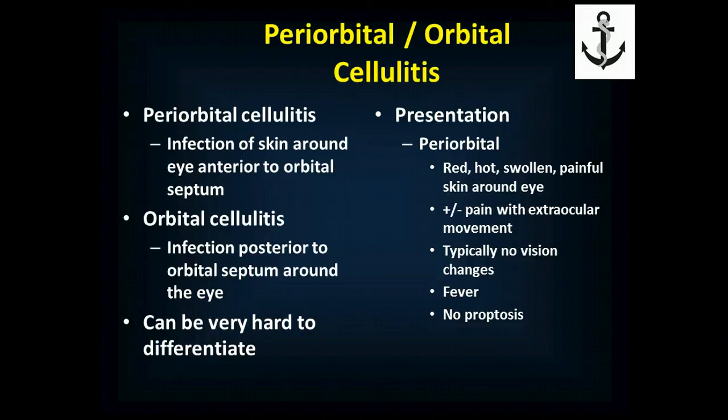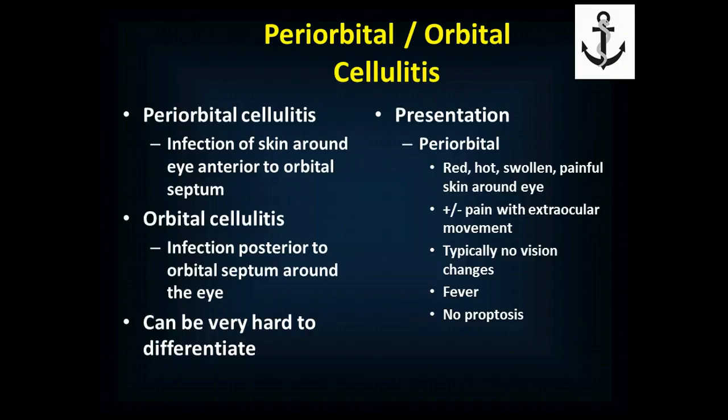In an orbital cellulitis, you actually have an infection around the eye, and it can be incredibly hard to differentiate the two without imaging studies, CAT scan or MRI, and sometimes it's very hard to differentiate even with those studies. So the presentation is red, hot, swollen, painful skin around the eye. In periorbital cellulitis, there may be pain with extraocular movement, but usually not. You have them follow your finger with their eyes, and it doesn't hurt very much, or it's just a little sore.